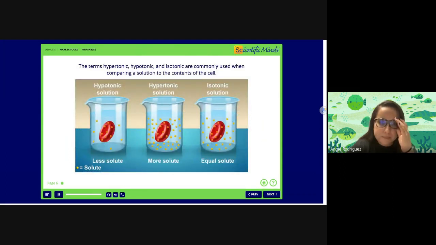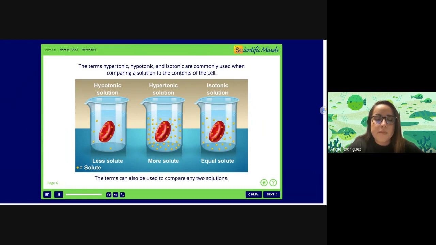The terms hypertonic, hypotonic, and isotonic are commonly used when comparing a solution to the contents of the cell. The terms can also be used to compare any two solutions.